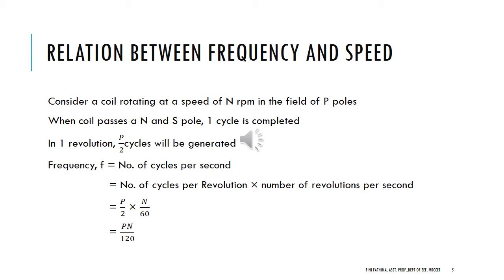So what is a frequency? Frequency is the number of cycles per second. So in one revolution p by 2 cycles are generated. So frequency is equal to number of cycles per revolution into number of revolutions per second.